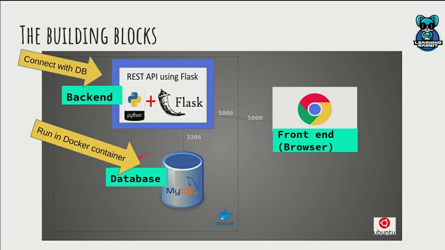Then we'll connect the REST API. We'll change some code here, just 5-10 lines, and we'll connect this REST API with the MySQL database. Now when we connect from our browser to the REST API, we'll also save some data back in MySQL. So let's jump right into it and see the code for this.